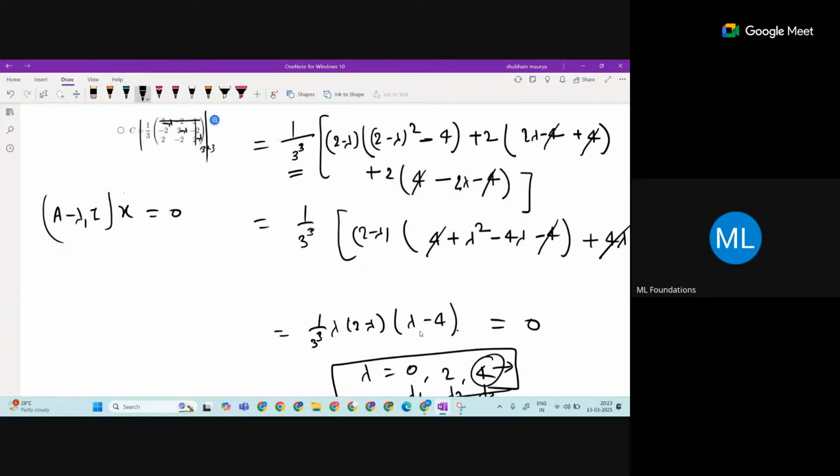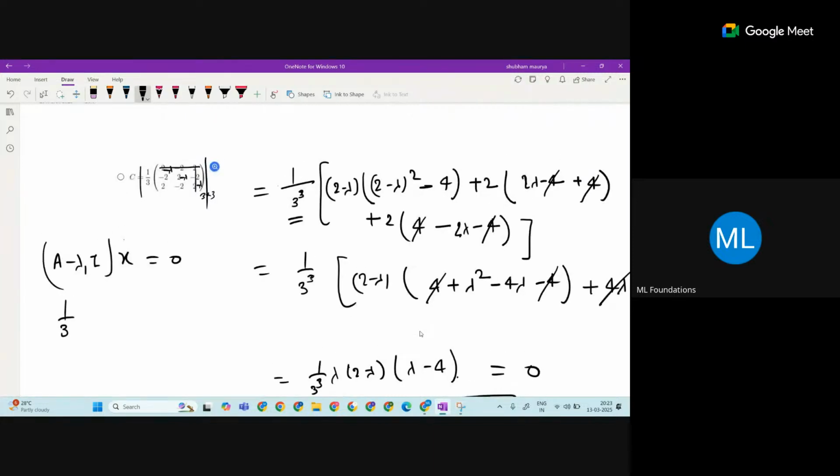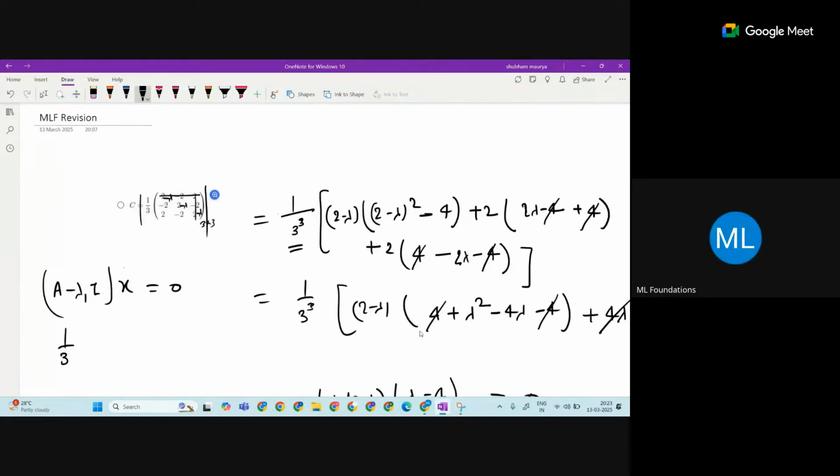So this is going to be 1 by 3, and I made a mistake. See, one thing I made a mistake here. This is our A, no? So A is 1 by 3 this matrix, then lambda I. If we subtract it, this should be multiplied here. So I made a mistake here.